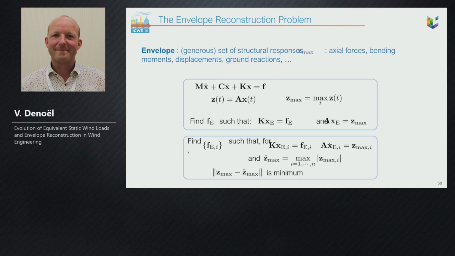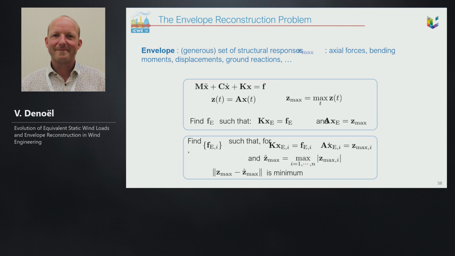So if we define the envelope as a generous set of structural responses, so Z max, there would be many of them, right? All displacements everywhere, bending moments everywhere, or axial forces, if this is a truss, everywhere. And try to find the sequence of equivalent forces in such a way that when you run static analysis with them, compute the equivalent displacement, and then from them recombine to get the maximum responses, you could reconstruct the envelope of these.